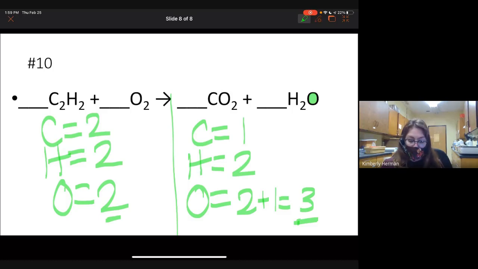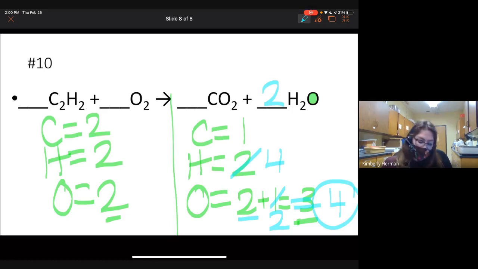So automatically what I do first is put a 2 there to make that odd O even. So that changes my H to 4, and then I have a 2 here. 2 plus 2 gives me 4. I can work with 4 with my oxygen. So now go back to the other side. I have 2 H's here, and I have 4 on this side. So how do I make a 2 look like a 4? I'm going to put a 2 there.